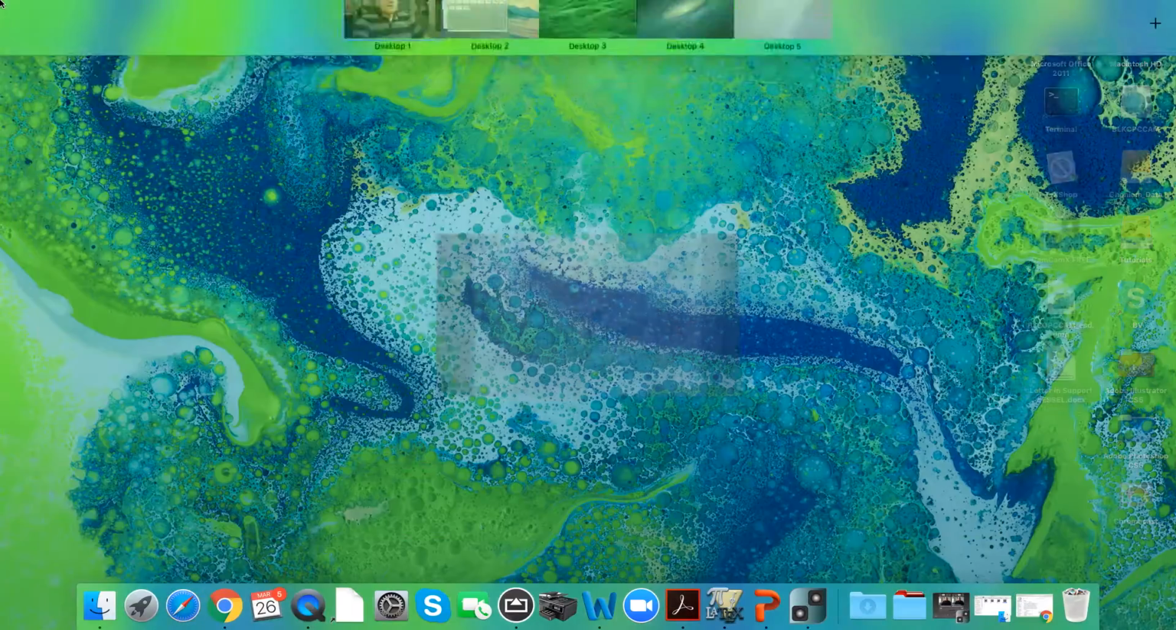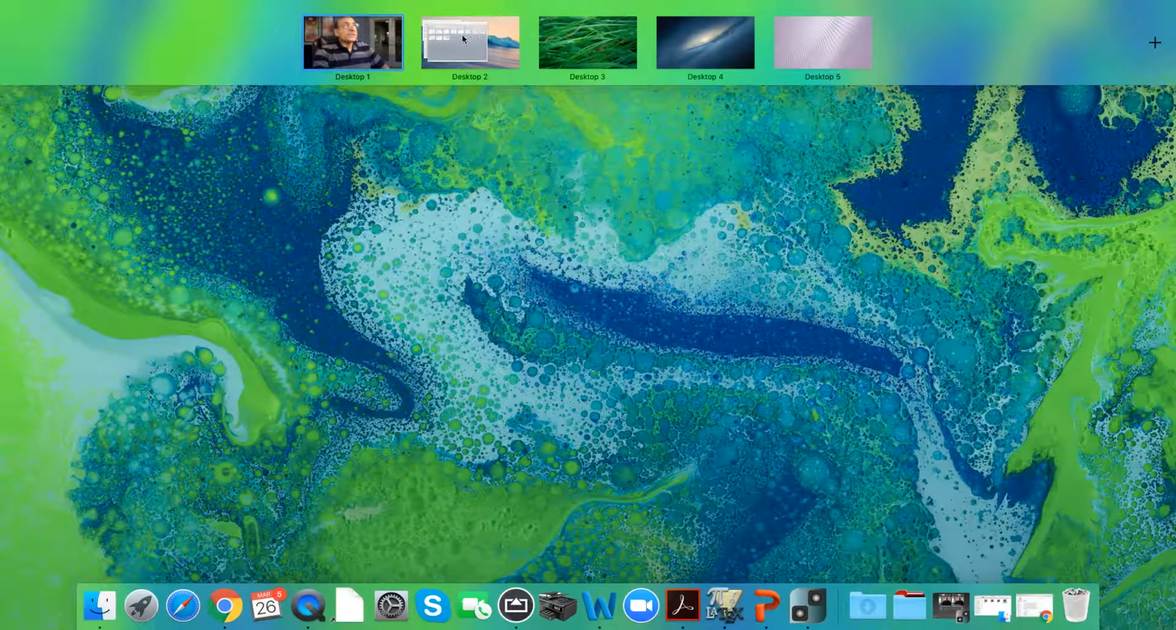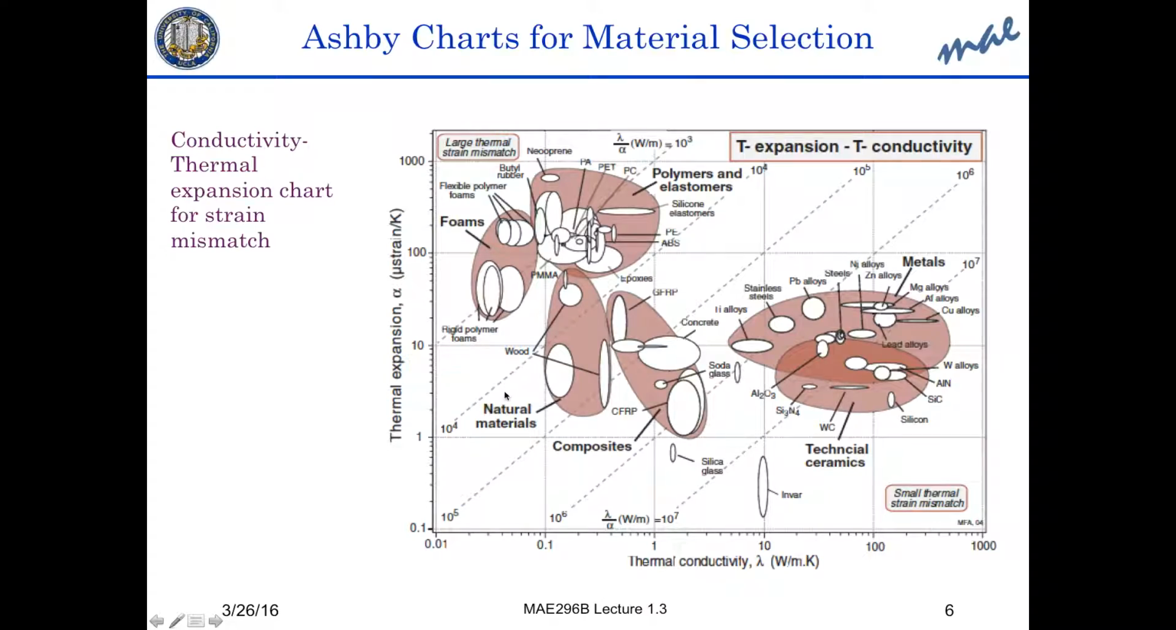So if you have a higher alpha, then you can have a higher thermal strain. But that doesn't mean that you have a very high stress, because the stress depends on the modulus. So strain-wise, we can have high strains if we get a high coefficient of thermal expansion. And at the same time, if we consider the ratio to the thermal conductivity, it can give us a measure of the amount of microstrains that can be inducing a strain mismatch.